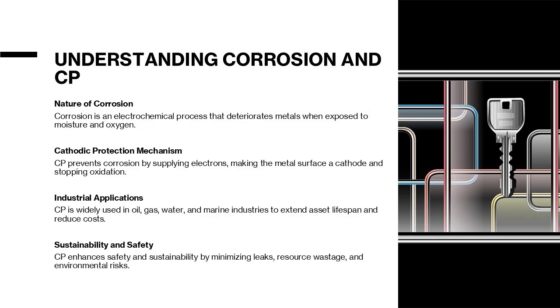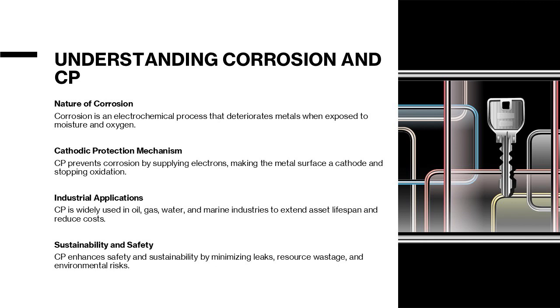CP is a technique used to control corrosion on metal surfaces by making them act as cathodes in an electrochemical cell. Corrosion is a natural electrochemical process that deteriorates metals when exposed to moisture, oxygen, and other environmental factors. It leads to structural weakness, safety hazards, and costly repairs, especially in pipelines, storage tanks, and marine structures.